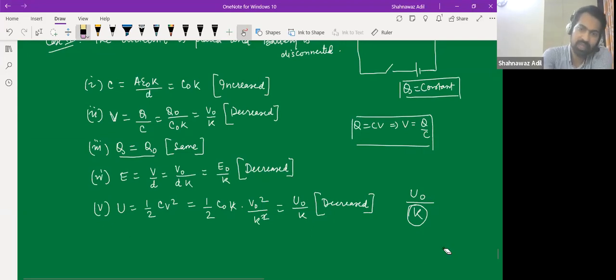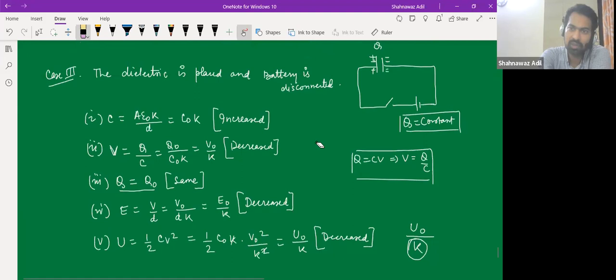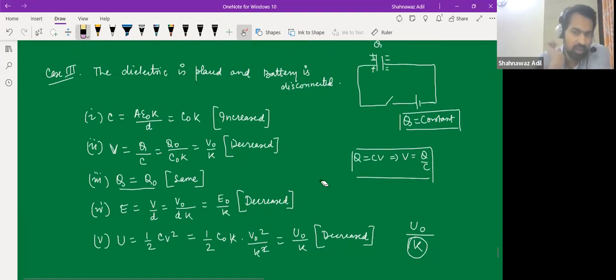Yes, any doubt? Anyone? So, sir, when the battery is disconnected, Q will remain constant. Yeah, if the battery is disconnected, Q will remain constant. Because voltage is decreased because of the capacitance, right? Due to this capacitance the voltage is decreased, not because of the charge, right?